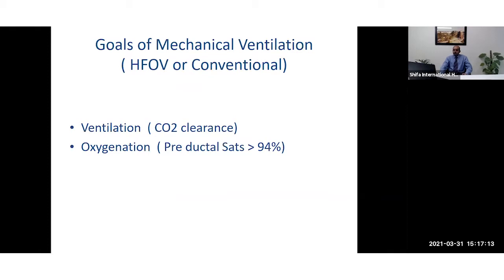We discussed this yesterday as well, that whether we're using high frequency or whether we're using conventional mechanical ventilation, there are two aims. One is ventilation, which is CO2 clearance, that we want normalish CO2 or a slightly higher CO2 in preterm babies. And our second aim is oxygenation, that we want to make sure that the preductal saturations are above 93 to 94%. So whatever we do on high frequency oscillation, these are our two goals, ventilation and oxygenation.